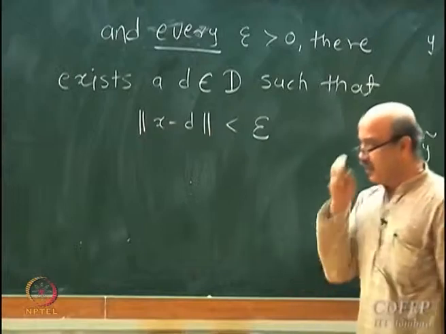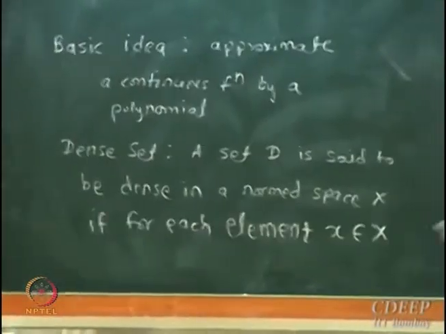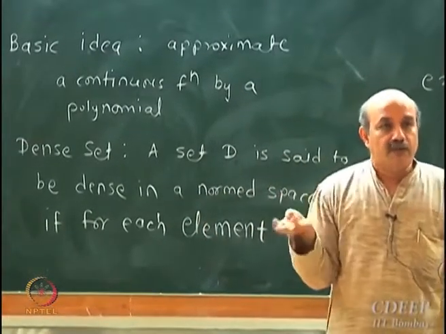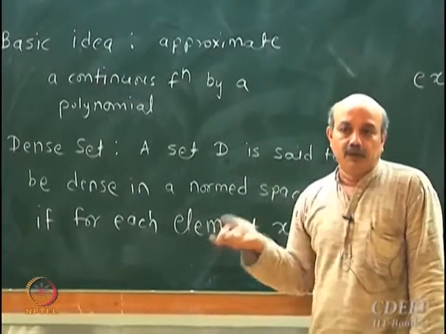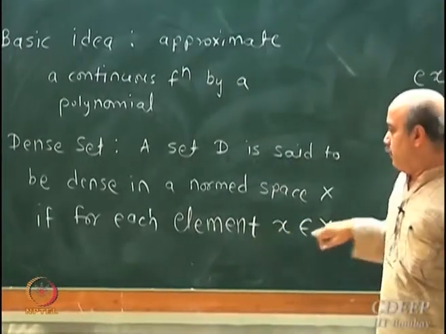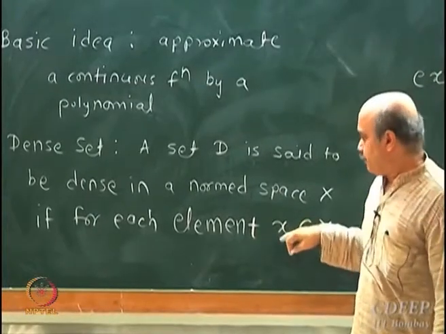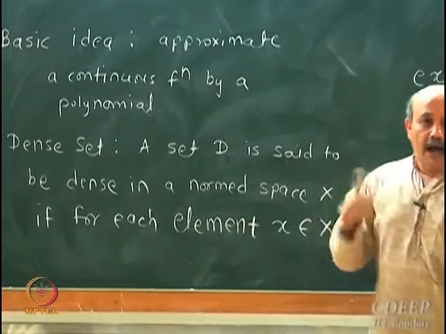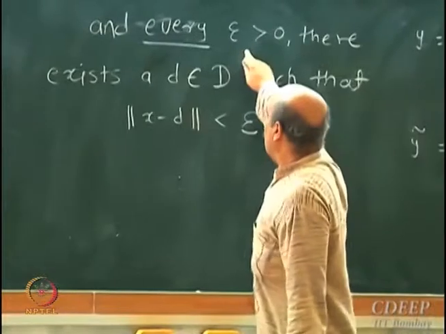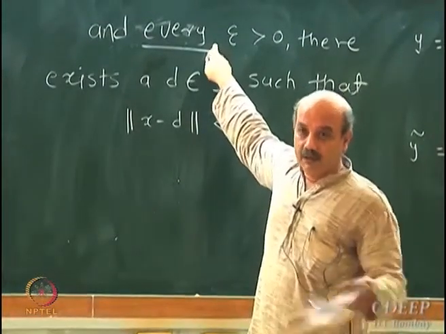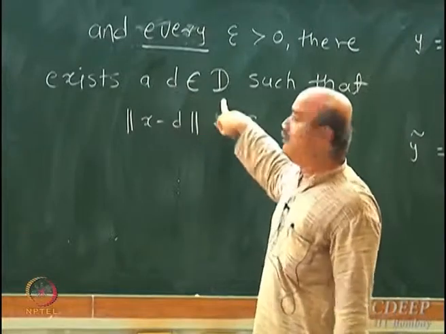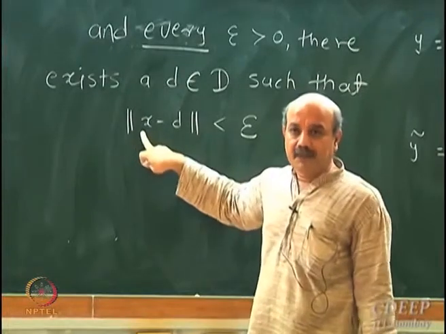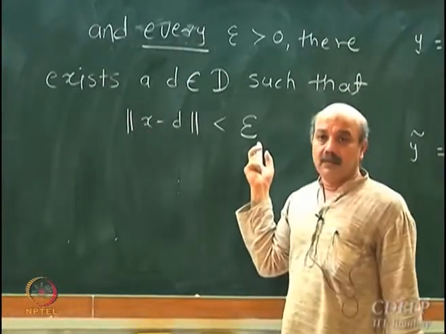Okay, so let's go over the definition. A set D is said to be dense in a normed space. First of all, we have to work in a normed space. We need a norm, without that we cannot work with these numbers or vectors. So for any element x in X, if I give you an epsilon, I should be able to find an element d belonging to the dense set D, which is close to x. How close? Less than epsilon.